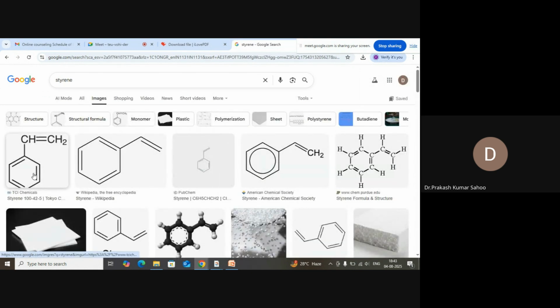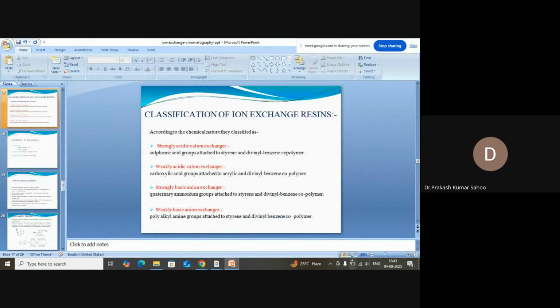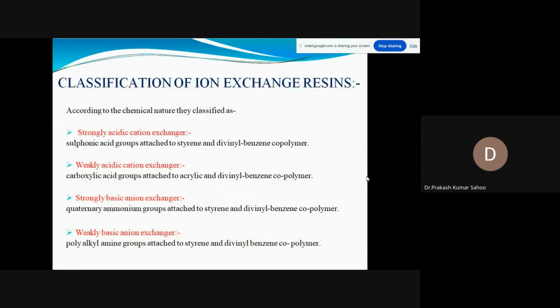Yes, I am right. CH double bond CH2. So this is styrene. Then we may have divinyl benzene polymer, where two phenyl groups are present in a benzene. Then in weakly acidic cation exchanger, we have carboxylic acid group attached to acrylic and divinyl benzene copolymers.